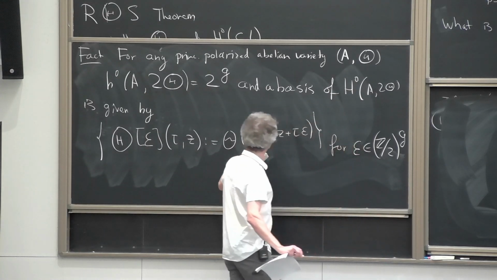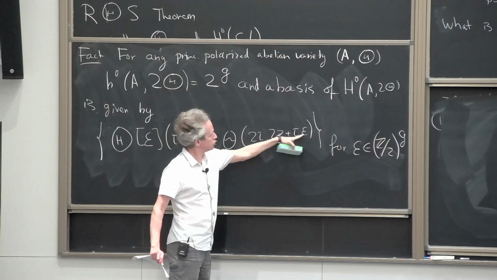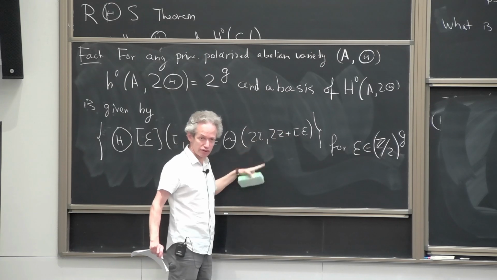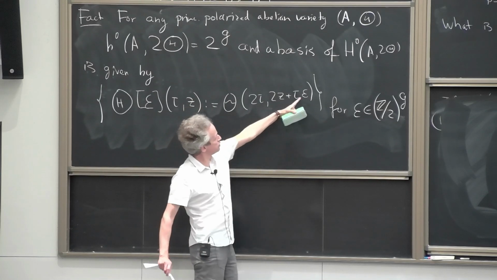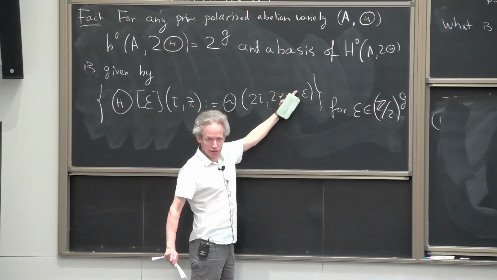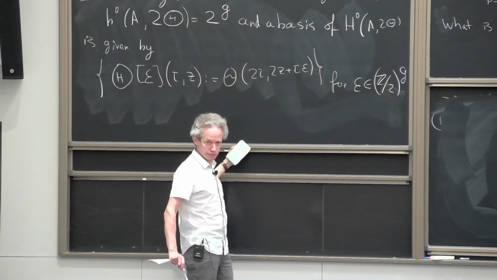I multiplied tau by 2, but I didn't put 2 tau epsilon here, right? So this is a 2-torsion point on the 2 tau abelian variety. But I have somehow broken the symmetry. I haven't taken the epsilon itself, right? I mean, I could shift by 1/2. I'm not doing that.